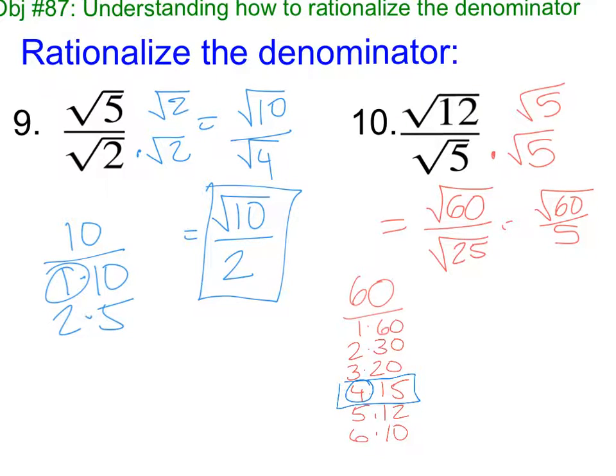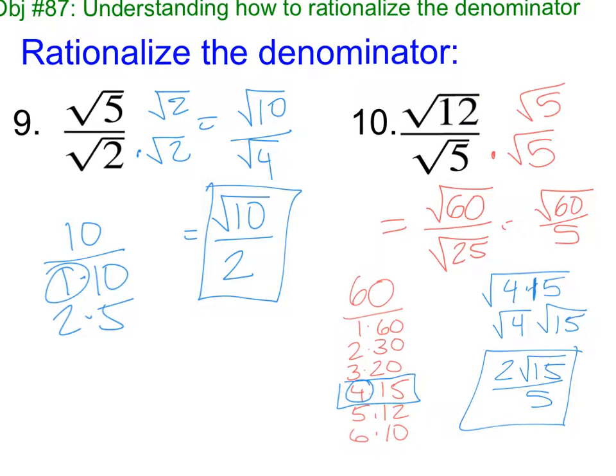So I'm going to rewrite 60 as 4 times 15. So it's the square root of 4 times 15. The square root of 4, square root of 15. That was a really ugly one. So I get 2 root 15 and then over 5. Don't forget that 5 that was on the bottom. And we are done.